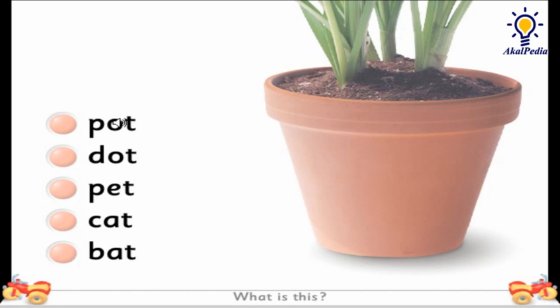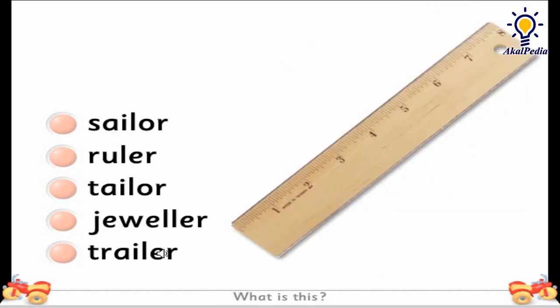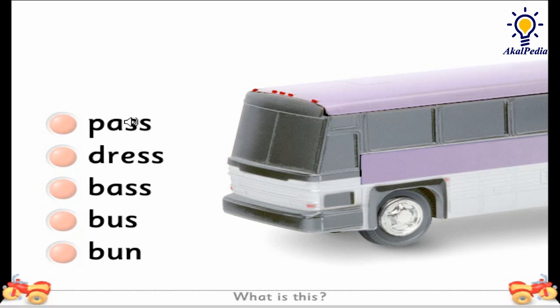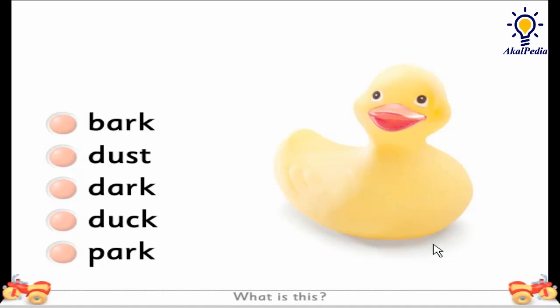What is this? Pot, dot, pet, cat, bat. Pot. What is this? Trailer, jeweler, tailor, ruler, sailor. Ruler. What is this? Pass, dress, base, bus, bun. Bus. What is this? Bark, dust, dark, duck, park. Duck.